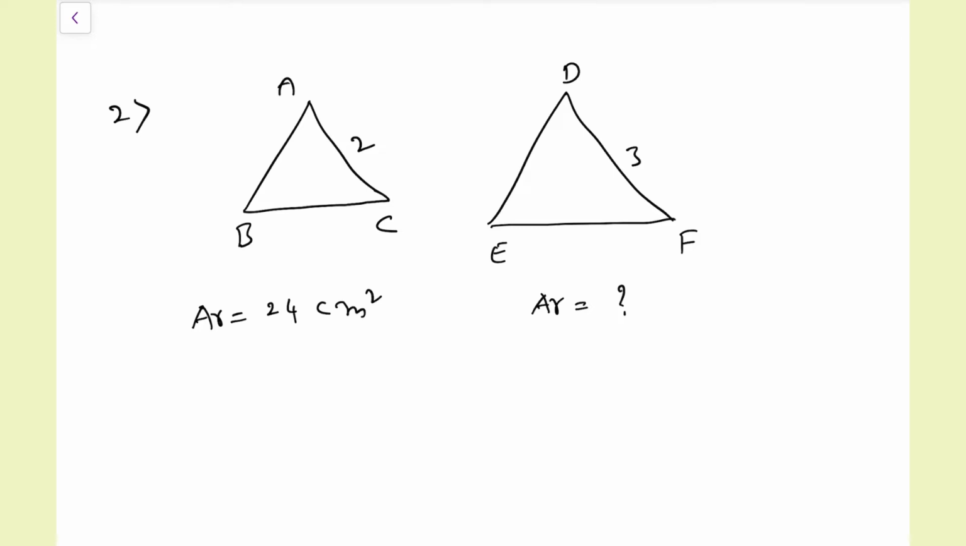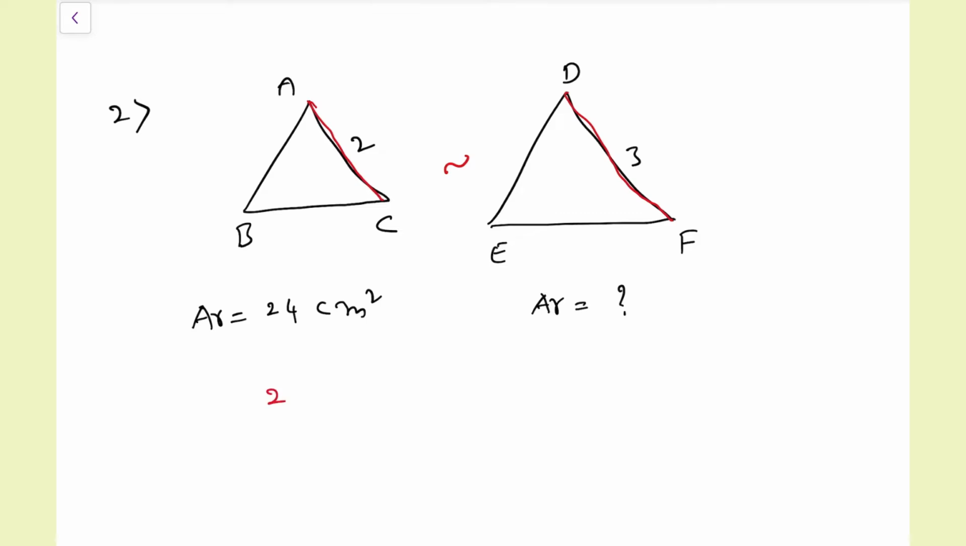We have two triangles. One triangle ABC and second triangle DEF. And these two triangles are similar to each other. This AC measurement is given as 2 units and DF measurement is given as 3 units. Area of the first triangle is given as 24 centimeters square and area of the second triangle we need to find out. It's very easy. Just we need to remember the relation between the side and area.